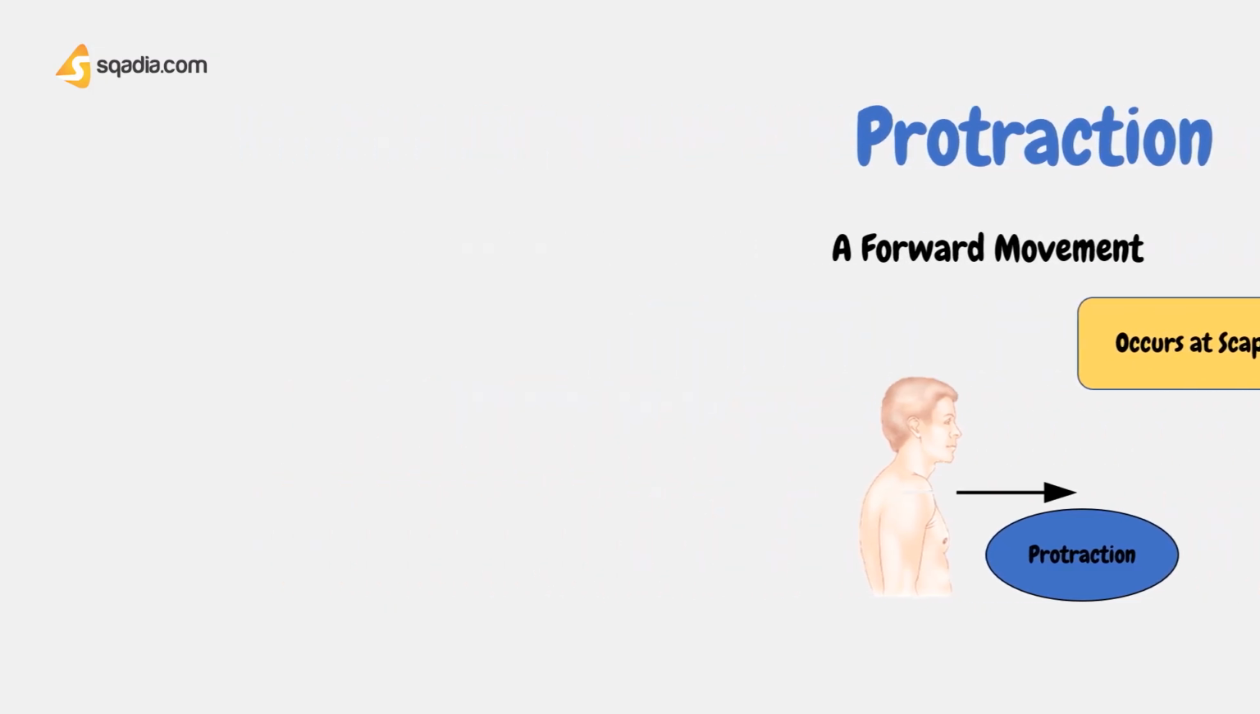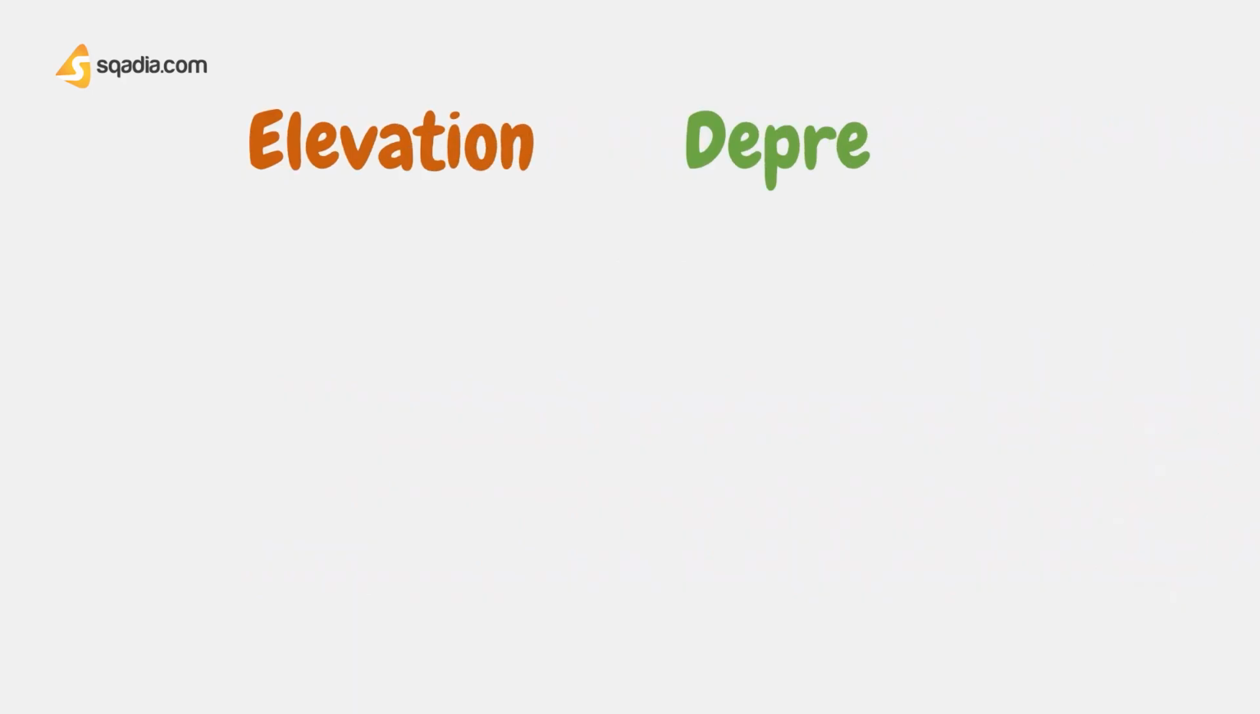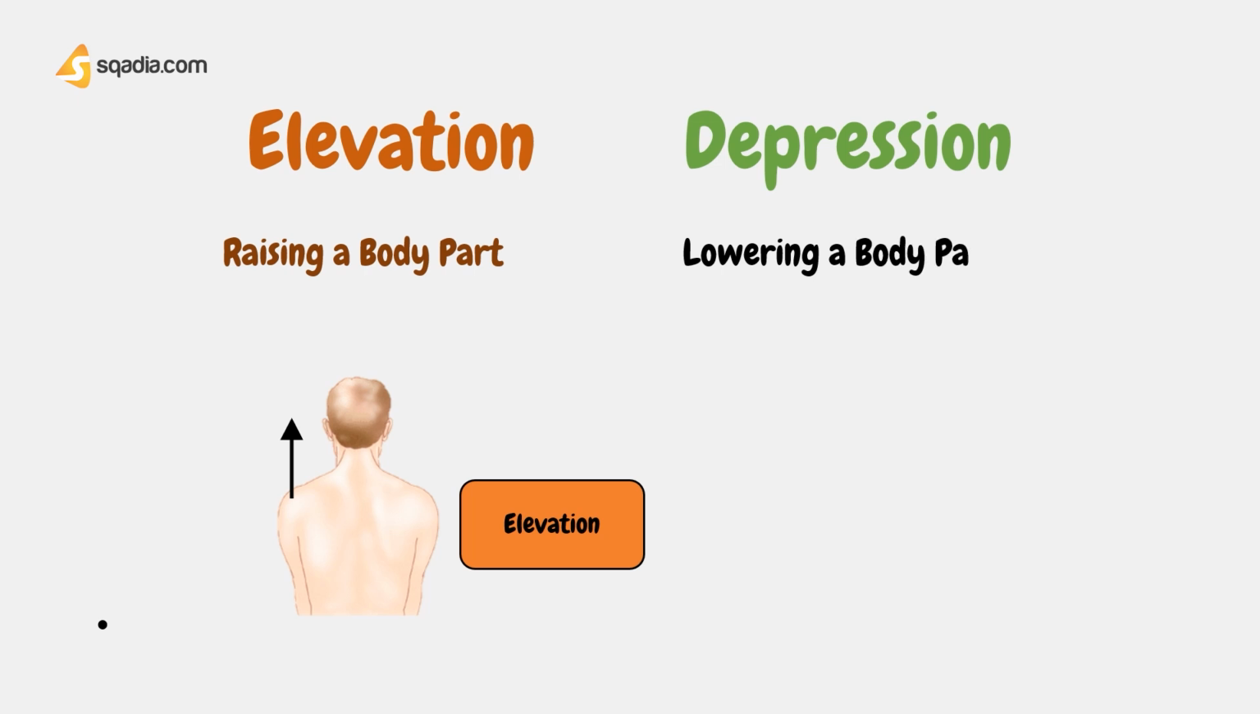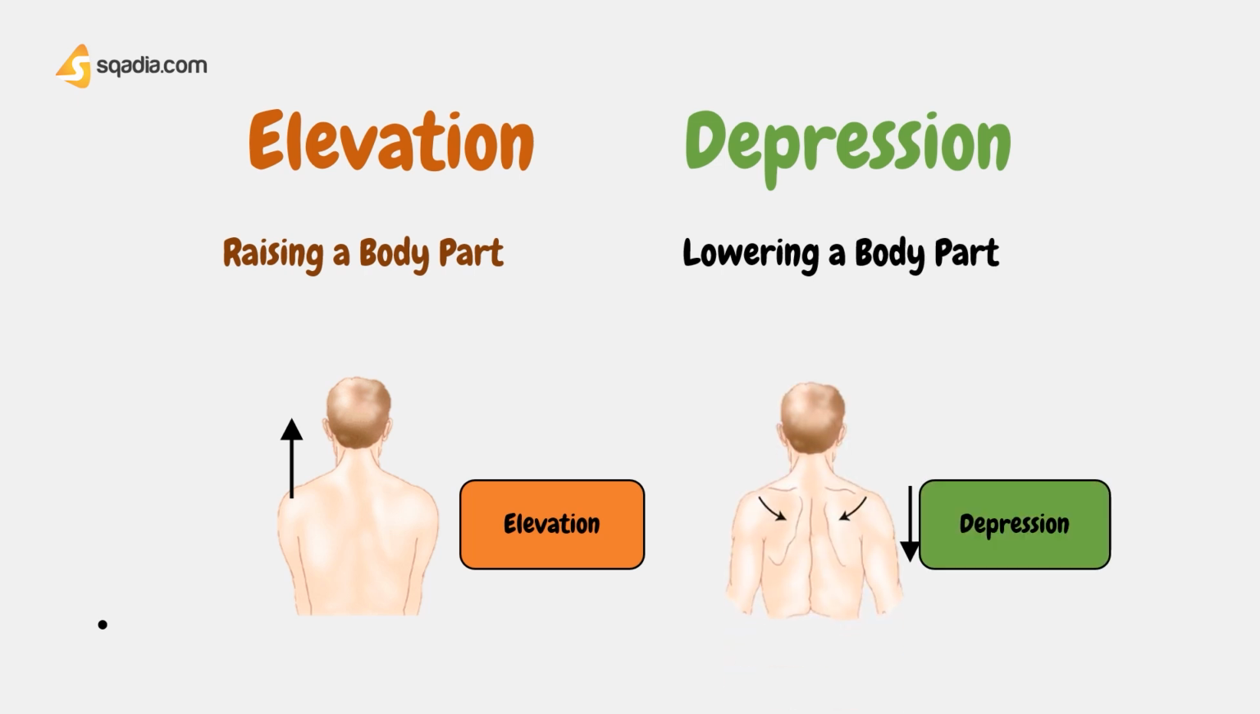Moving ahead, we have two terms called elevation and depression. Elevation refers to raising of a body part, as you can see the raised scapula in this illustration. Depression refers to the lowering of the scapula or shoulder girdle, as shown in the picture. These movements are also used for the jaws. The elevation and depression of the scapula occur in the coronal or frontal plane of the body, which divides the body into front and back regions.